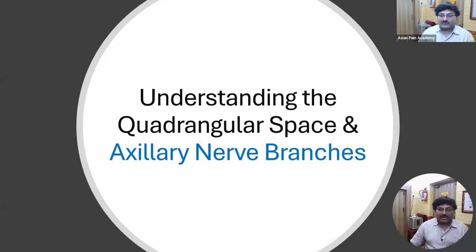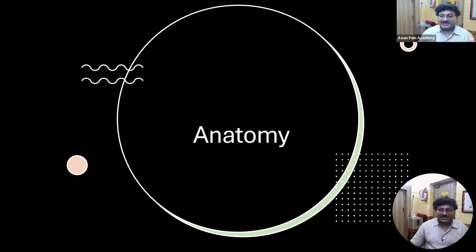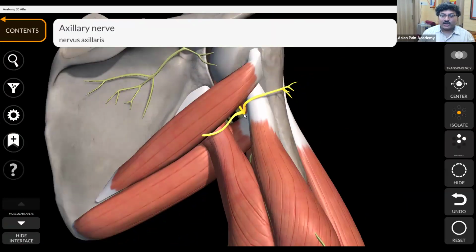Now coming to one of the important points, that is understanding the quadrangular space and axillary nerve branches. The quadrangular space remains at the posterior part, and I am just repeating it because sometimes it may be a little bit difficult, and I have already opened it. So I am just recapping the anatomy. Here lies the quadrangular space, and within the quadrangular space we have the axillary artery.